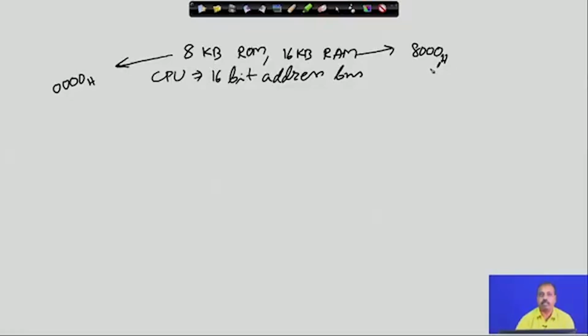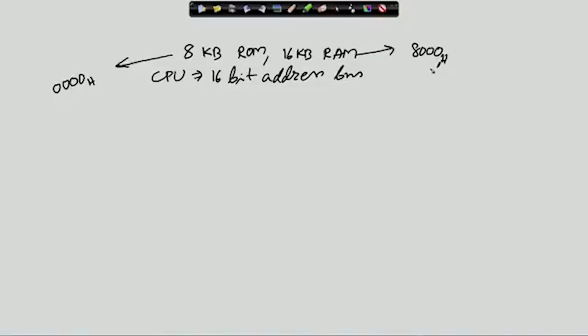We may want, for future extension, to put more ROMs into the system. So, if I keep some gap between the addresses of the ROM and RAM connected to the system, then I will be able to extend the ROM space later. So, this may be the requirement. Accordingly, we can design a system where the connection will be like that.